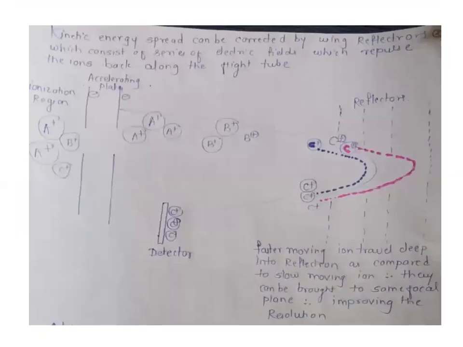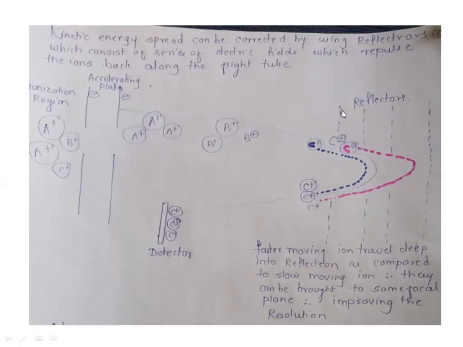Now in the first slide, we have seen that there is a kinetic energy spread, and this kinetic energy spread is going to give us a setback of decreasing the resolution. In the modern time of flight instrument, reflectrons are provided to correct this problem. These reflectrons are a series of electric fields which repel the ions back into the flight tube. So in the regular phenomenon, all those ions are generated and accelerated. There is a kinetic energy spread between different ions of the same packet, and now these ions are moving.